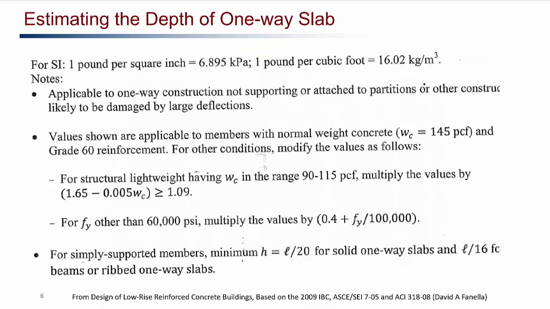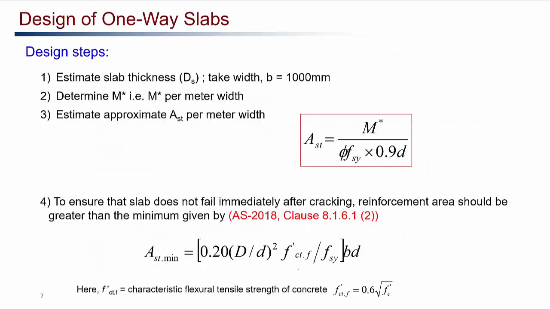Now, if it is a simply supported slab, the initial estimation of the depth of the slab can be taken as L over 20. Again, L is the center to center distance between the supports of a simply supported one-way slab. Now, for the design of the one-way slab, we can follow these steps when we are doing the simplified method.